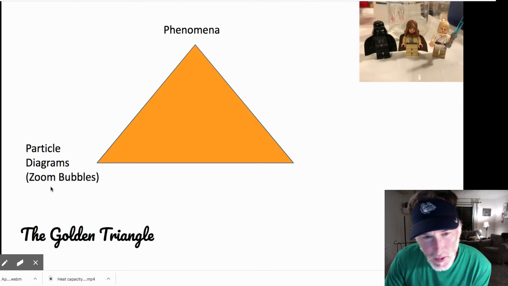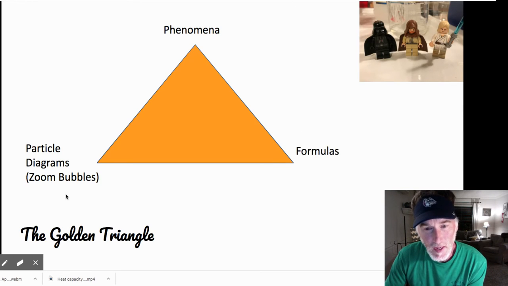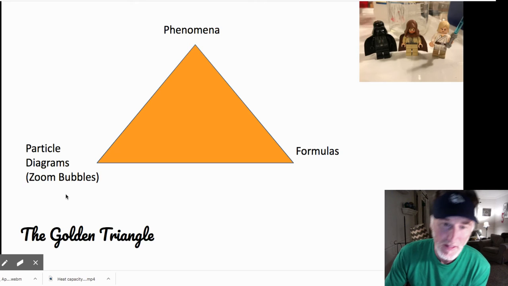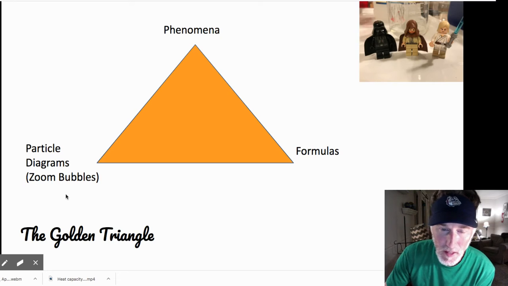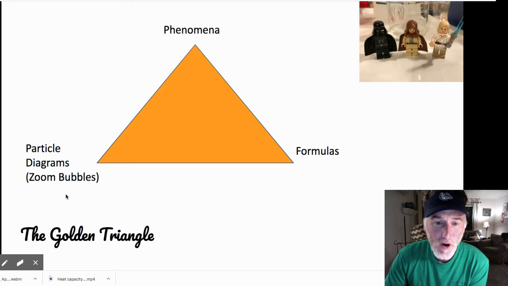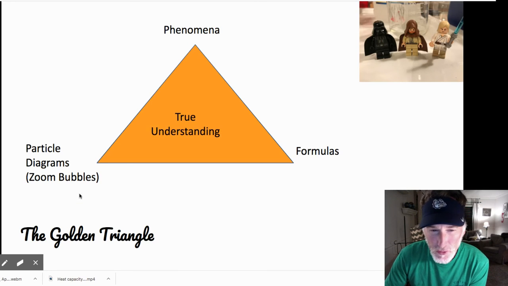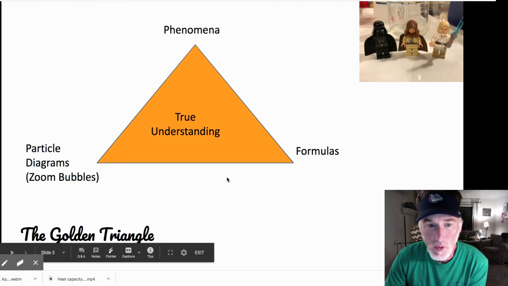Scientists are also going to be able to apply what we call formulas to what's going on. I know that in the news, they've been talking about something called R naught, and basically that is a mathematical formula for how fast the disease spreads. In this case, the COVID virus spreads very, very quickly and can spread to a lot of different people. So if you're a scientist studying the COVID virus, you're going to have a very deep or true understanding of things if you can work with all 3 parts of the golden triangle. So that's what we're looking at with this.